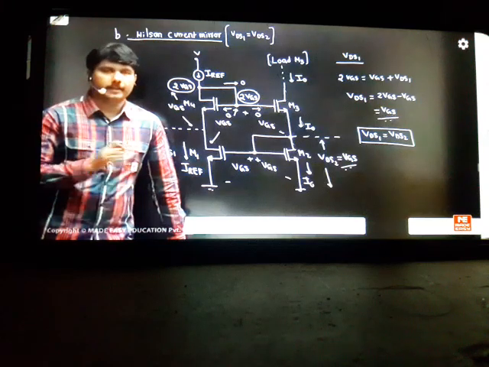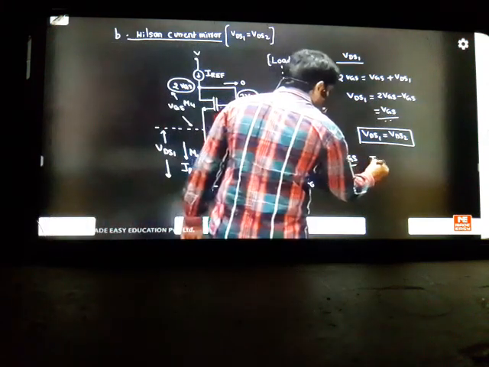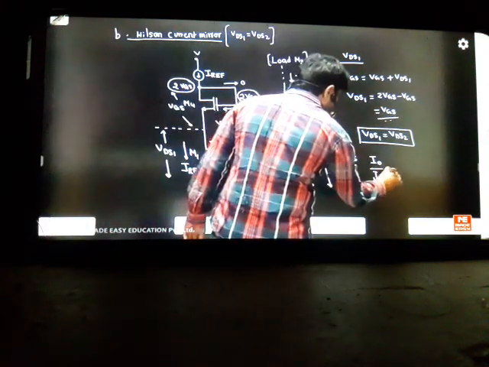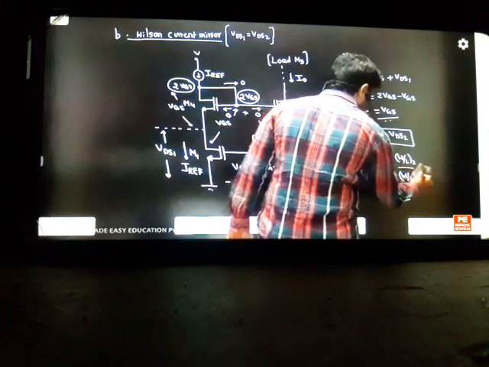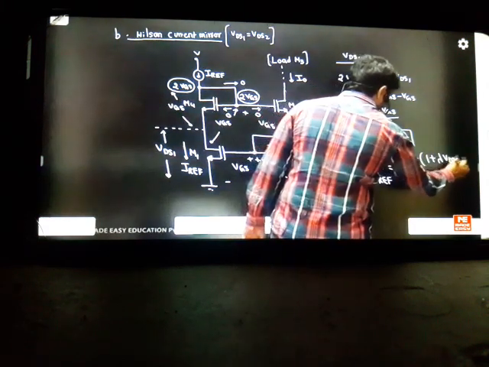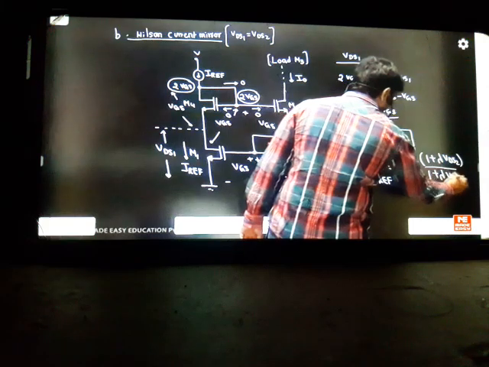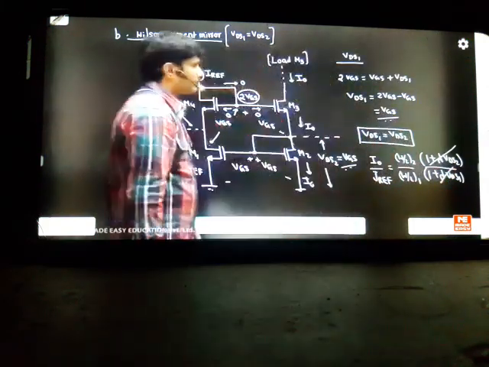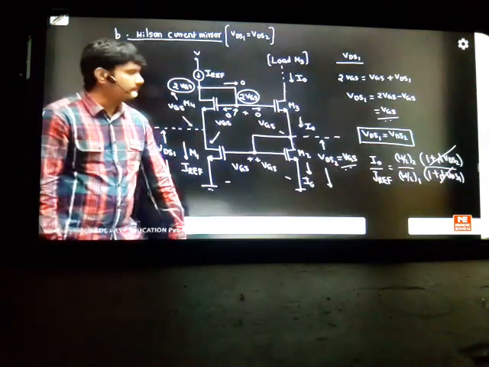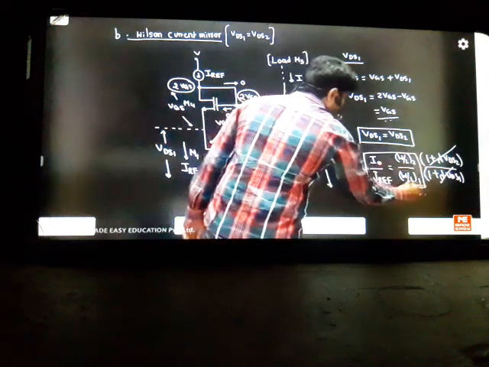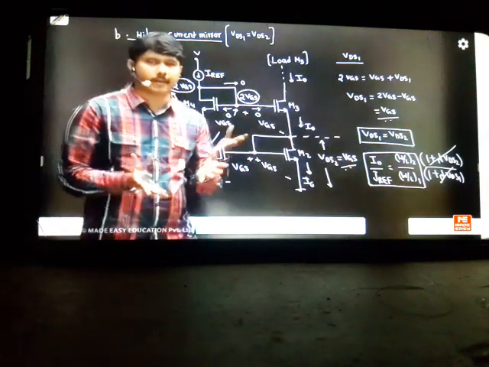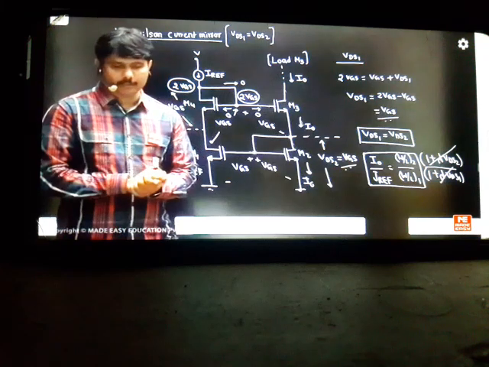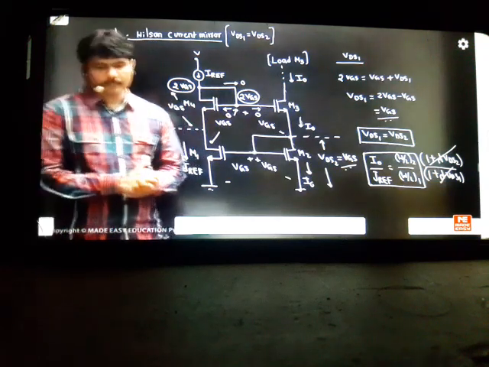It's one of the beautiful techniques he applied to make your formula I naught by I reference equal to W by L2 by W by L1 into 1 plus lambda times VDS2 by 1 plus lambda times VDS1. Can you see that this factor has been cancelled? Because VDS1 and VDS2 are the same, both are cancelled. Therefore, finally, this is the formula. So this is the way Wilson has given a prominent design for us to balance these 2 side voltages. Okay, this is a story about your Wilson technique.